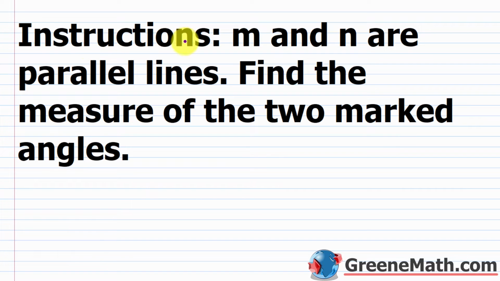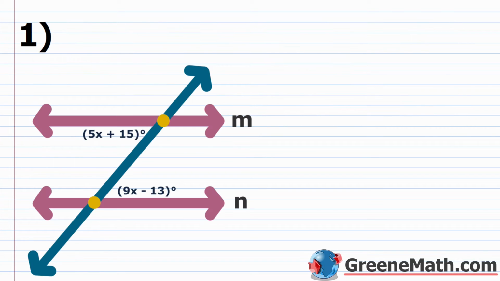For the instructions, we're told that M and N are parallel lines, and we want to find the measure of the two marked angles. So coming down here, when we look at this first problem, we're given this angle right here that we want to find the measure for, and then also this angle right here. Now, what do we know about this guy?